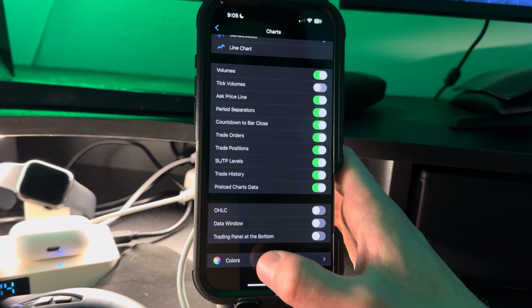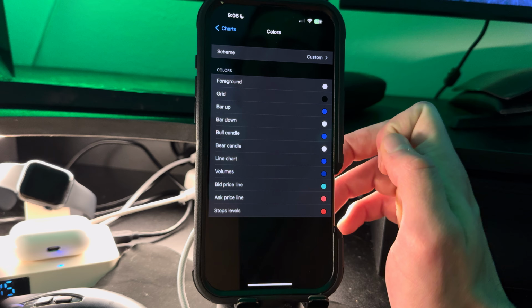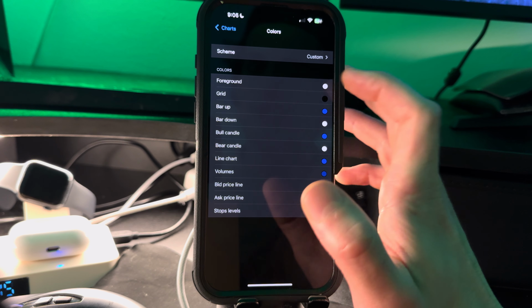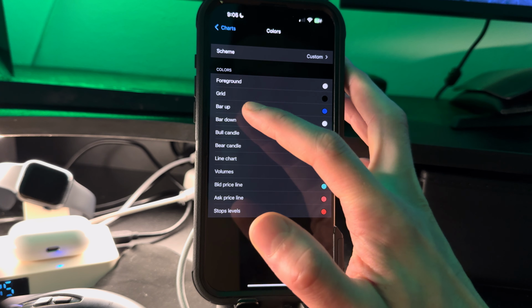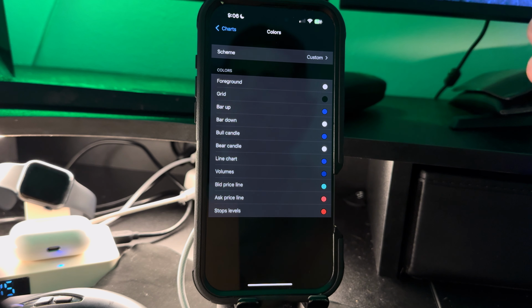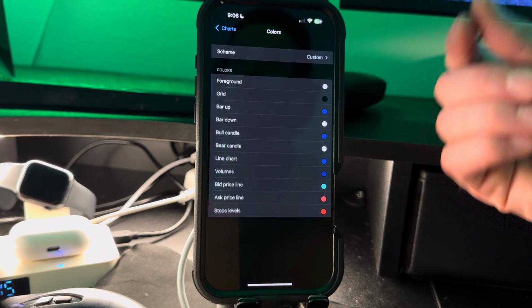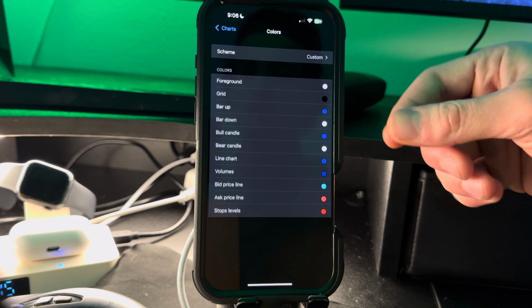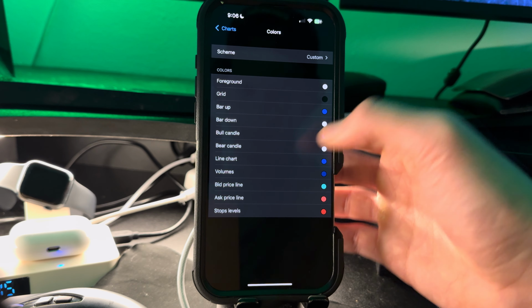The next thing is colors, right? Go to your colors and change your colors to how you want them to be. You can play around with this. The grid, I keep it black, foreground white, bar up. For me, I don't like to have green good, red bad, even though if it goes up or down, it doesn't necessarily mean it's bad. It just means that the other currency is stronger, and I can make the same amount of money if it's going down or up. So for me, I like to have blue up. So when it's going up, blue, bar down white.